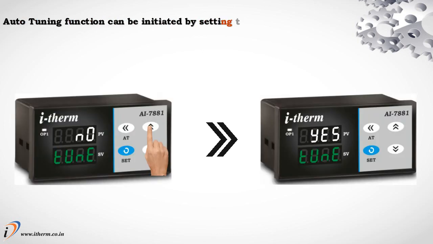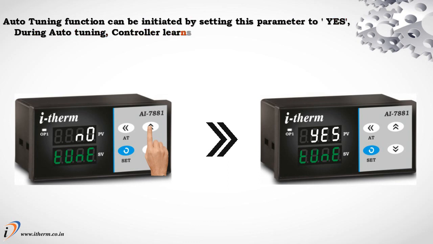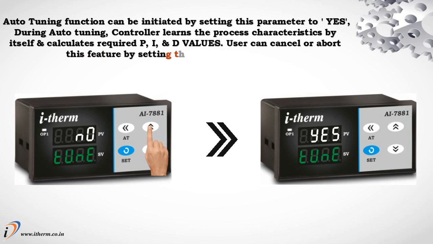The auto-tuning function can be initiated by setting this parameter to yes. During auto-tuning, the controller learns the process characteristics by itself and calculates the required P, I, and D values. The user can cancel or abort this feature by setting this parameter to no.